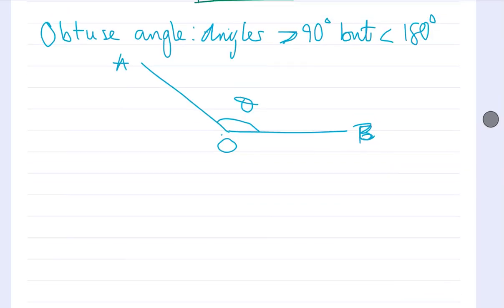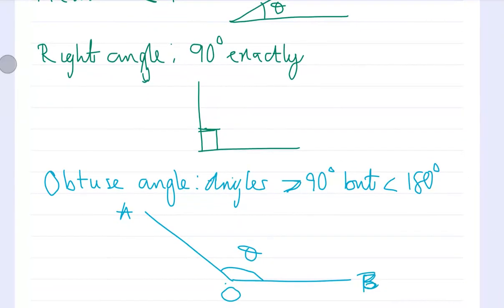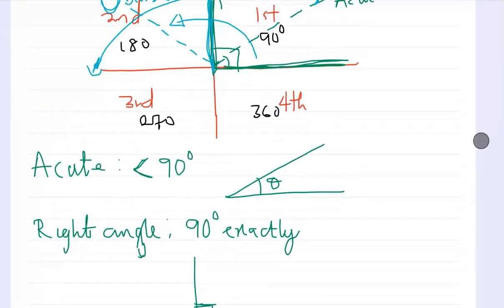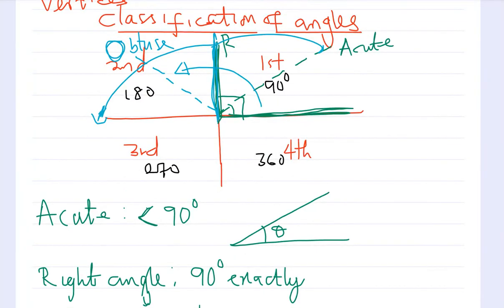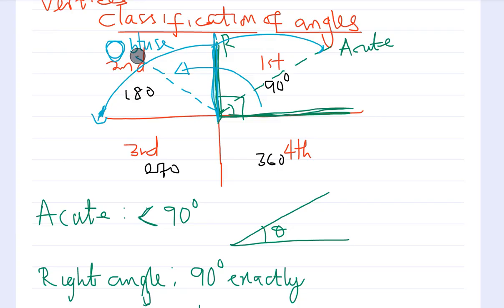So we've talked about three types. The first one is the acute. The second one is the right angle. The third one is the obtuse angle. Now look at it. Now we are moving from here. Let's change that. So now we are moving from here to a straight line.